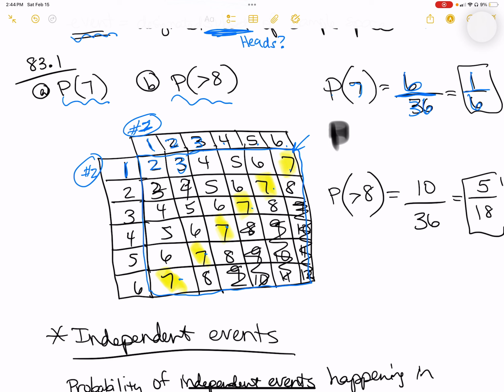All right, and then the probability of getting greater than 8. All right, so I don't include 8. This is out. But anything greater than 8 counts. So these 2, these 3, and these 4. Okay, so that's 10 total things out of the total 36 again. And that reduces to 5 out of 18. Okay, so that's the probability of getting something greater than 8.